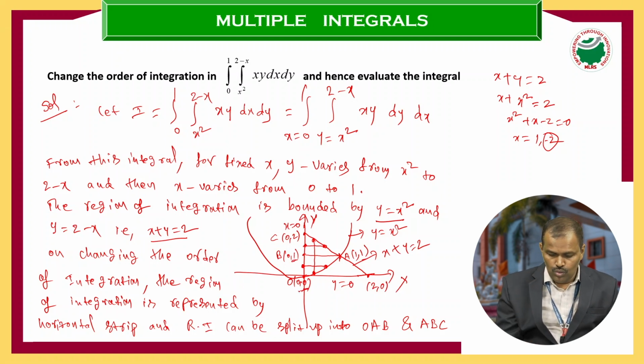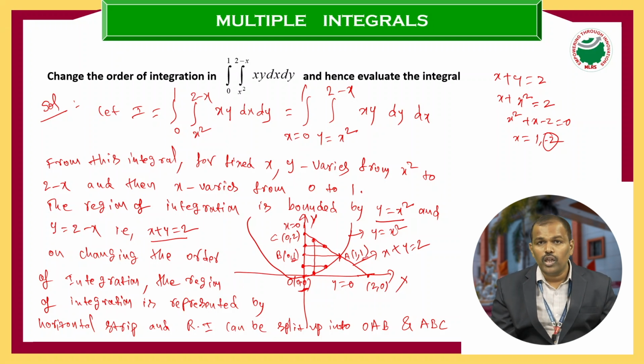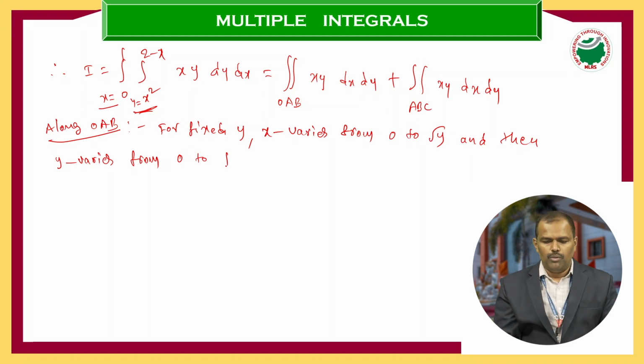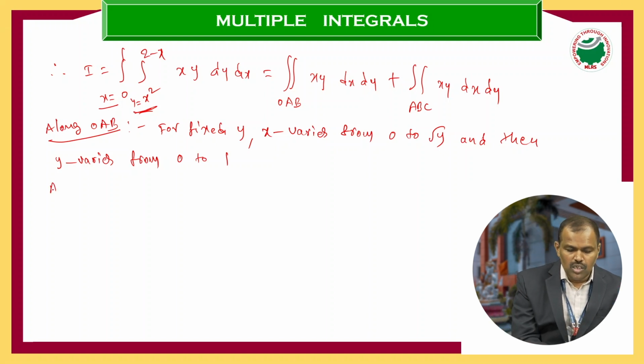Here, y limits are 0 to 1. We can take it like this also, 0 to 1 in the region OAB. So in the region OAB, what are the y limits? Y limits from 0 to 1. This is about OAB. And what about the next region? Along ABC or ACB, any manner, no problem.